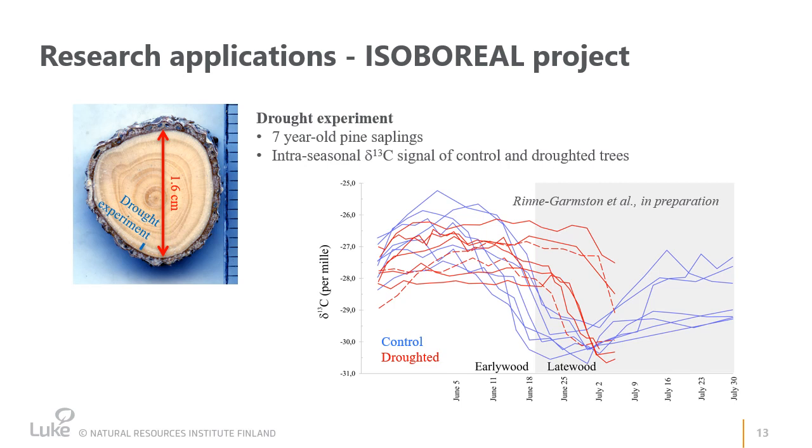The obtained carbon isotope profiles are shown here for the droughted and for the control trees in red and blue color respectively. The x-axis shows the time of the year and the y-axis the measured carbon isotope values for the studied year. Between the two treatments, clear differences were observed for the low-frequency carbon isotope variability. In this manuscript, we examine the reasons behind these differences.